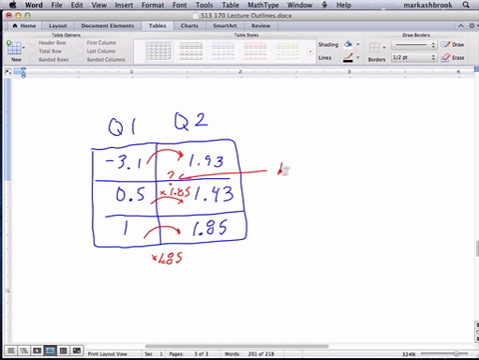It doesn't work. As soon as that doesn't work, you can stop. You don't have to try another one. You don't have to use a different type of reasoning. As soon as that doesn't work, they're not proportional, because if you have proportional reasoning, what kind of multiple do you have? Constant multiple. So all Q2 would have to be 1.85 times the corresponding value of Q1.